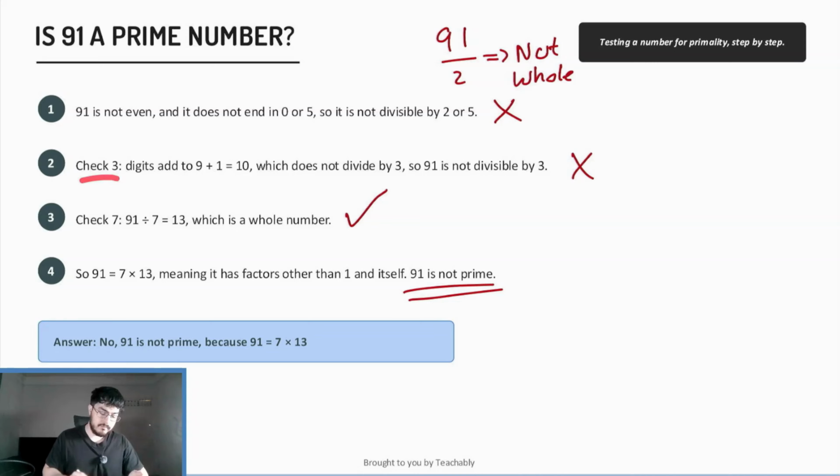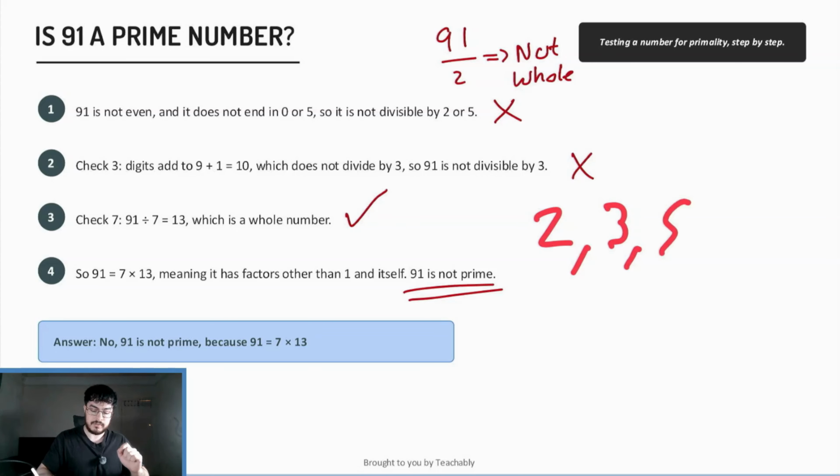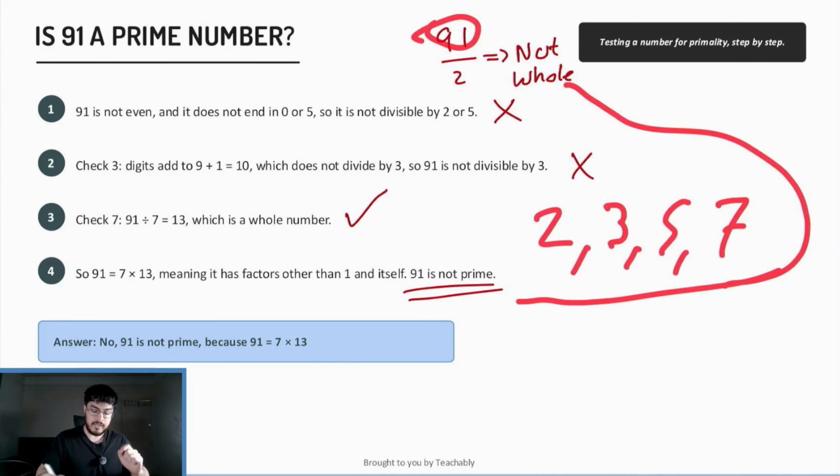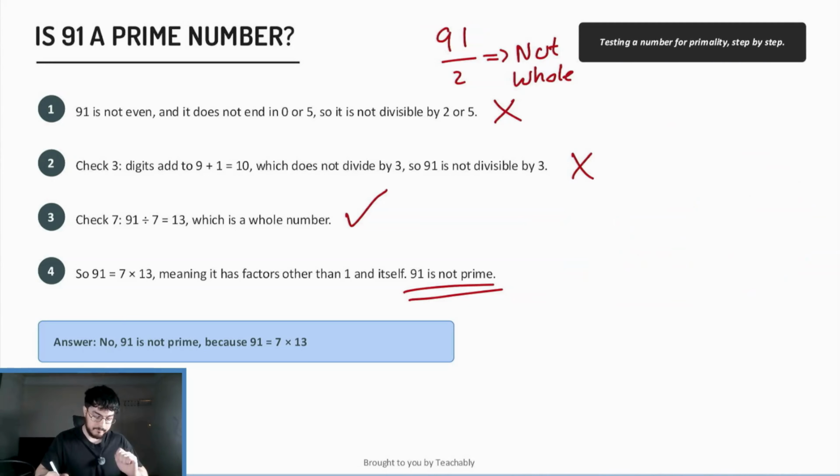Especially the digit check with the 3. And then the 7, whatever means you want. But the point is, we are checking the earlier primes. We're checking these primes to see if they divide into the number, and if they do, then we know it's not prime. Okay, so the answer to this question would be no, 91 is not prime because 91 is equal to 7 times 13.